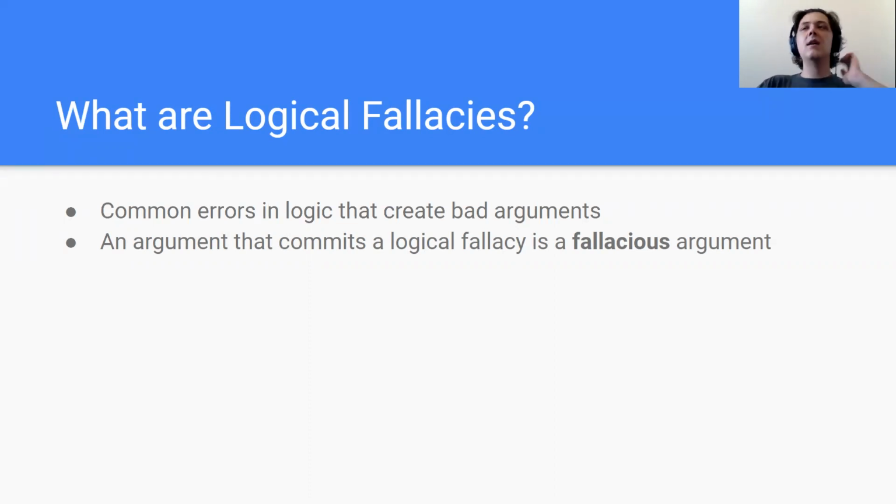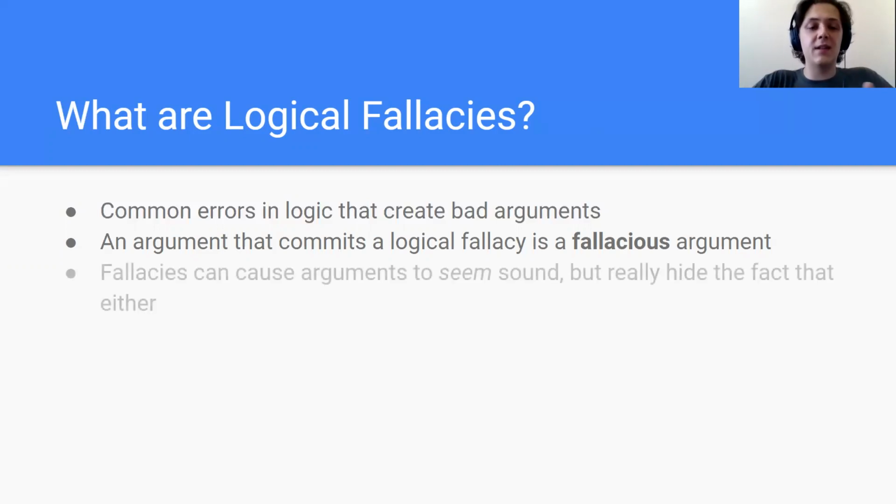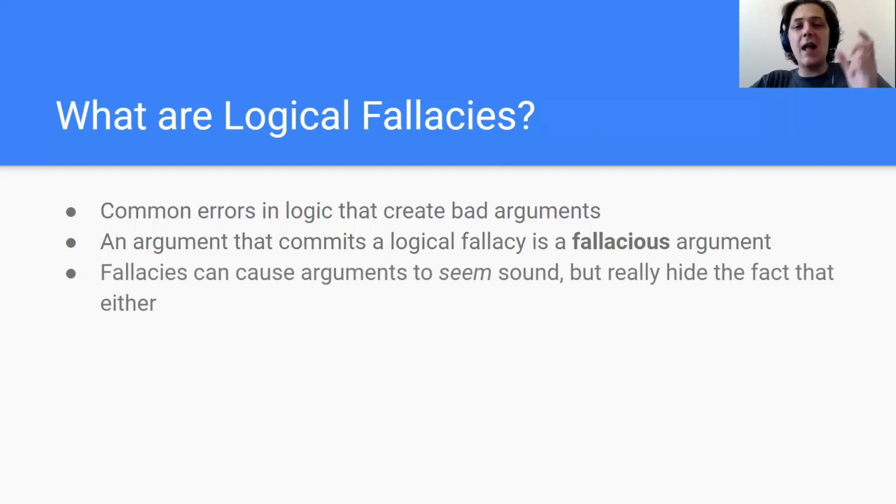Sometimes we say a person commits a fallacy, like a person committed an ad hominem fallacy, or a person committed the gambler's fallacy. But what we mean is their argument, the argument they provided, or the line of thought that they followed, the reasoning that they did, that reasoning or that argument committed this fallacy. And so fallacies can sometimes be hard to notice, which is why they're so tricky and why we need to be careful about them.